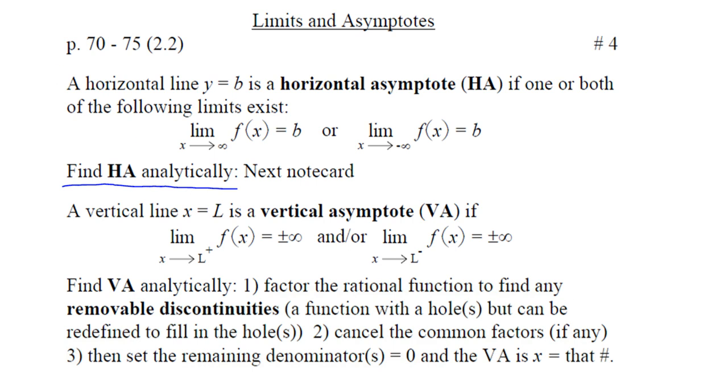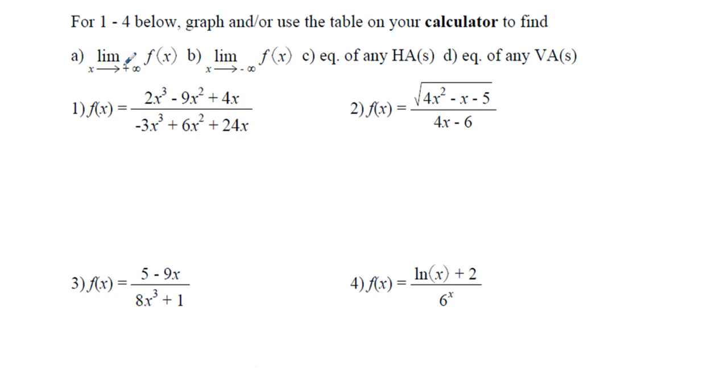So let's go look at some problems here, and really it says for 1, these are examples given for this note card. For 1 through 4 below, graph and or use the table on your calculator to find A, B, C, and D. Okay, and really we're going to use some analysis here, but mostly just looking at the calculator to find our asymptotes.